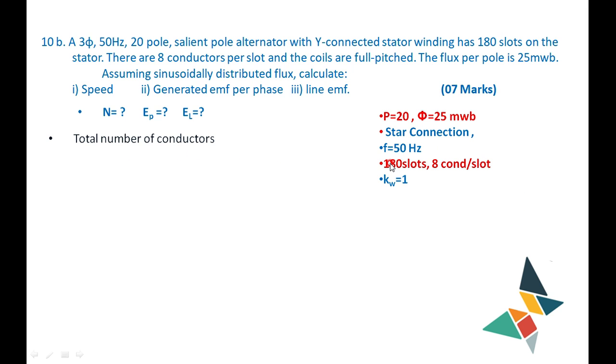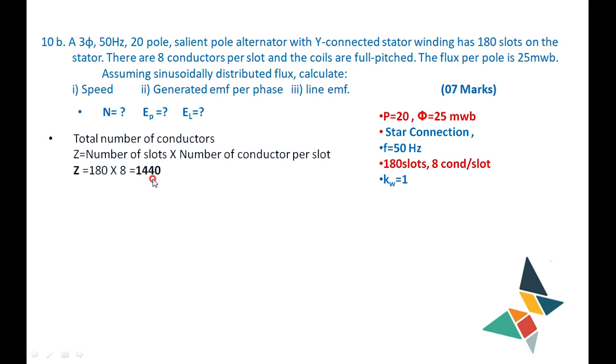How to find out the total number of conductors? Number of slots multiplied by number of conductors per slot. Therefore, it is 180 into 8, 1440 is the number of conductors. What you are interested in is, we are calculating per phase voltage. Therefore, what I am interested in is the number of conductors per phase.